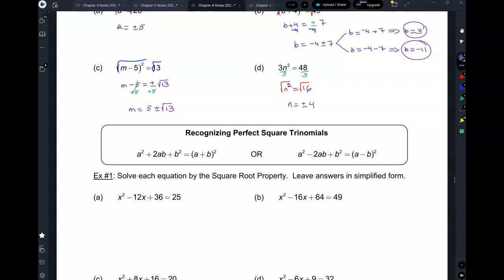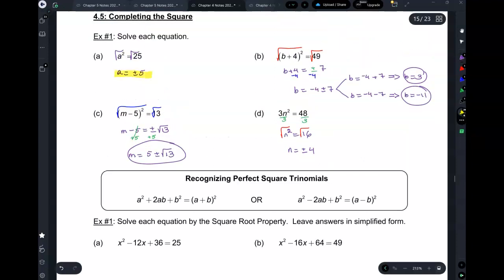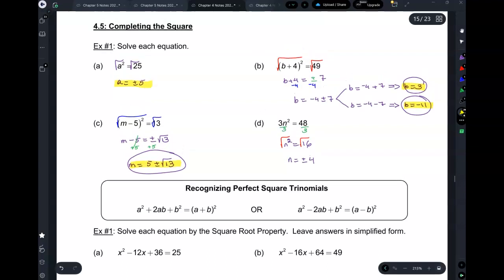Okay, so take a look. How many solutions did we get here? 2. Because A is positive 5 and negative 5. How many solutions here? 2. How many solutions here? 2. 5 plus root 13, 5 minus root 13. And here too, I got two solutions. Plus 4, minus 4.